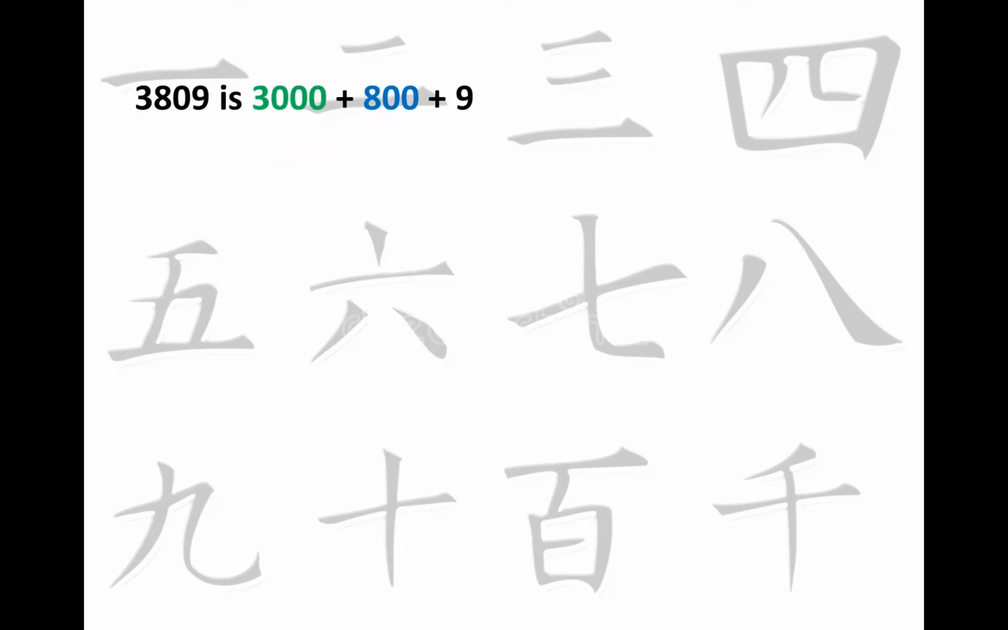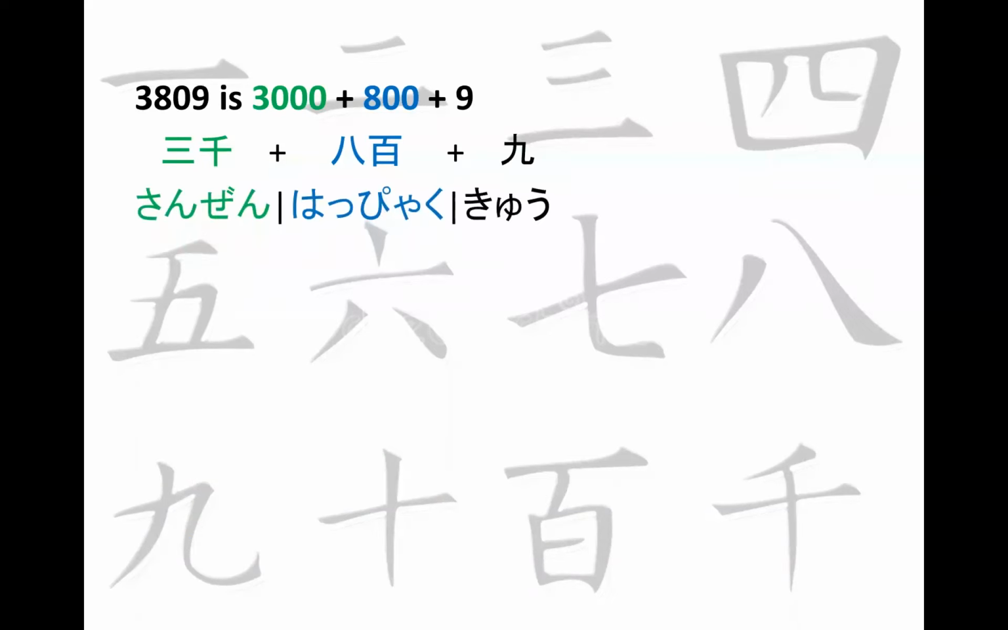Now let's move on to a quite bigger number. How do you think we'll say 3,809 in Japanese? Let's see the kanji, the hiragana, and the romaji. 3,809 in Japanese is sanzen for the 3,000, happyaku for the 800, and of course, kyu for 9. So we have sanzen, happyaku, kyu for 3,809.